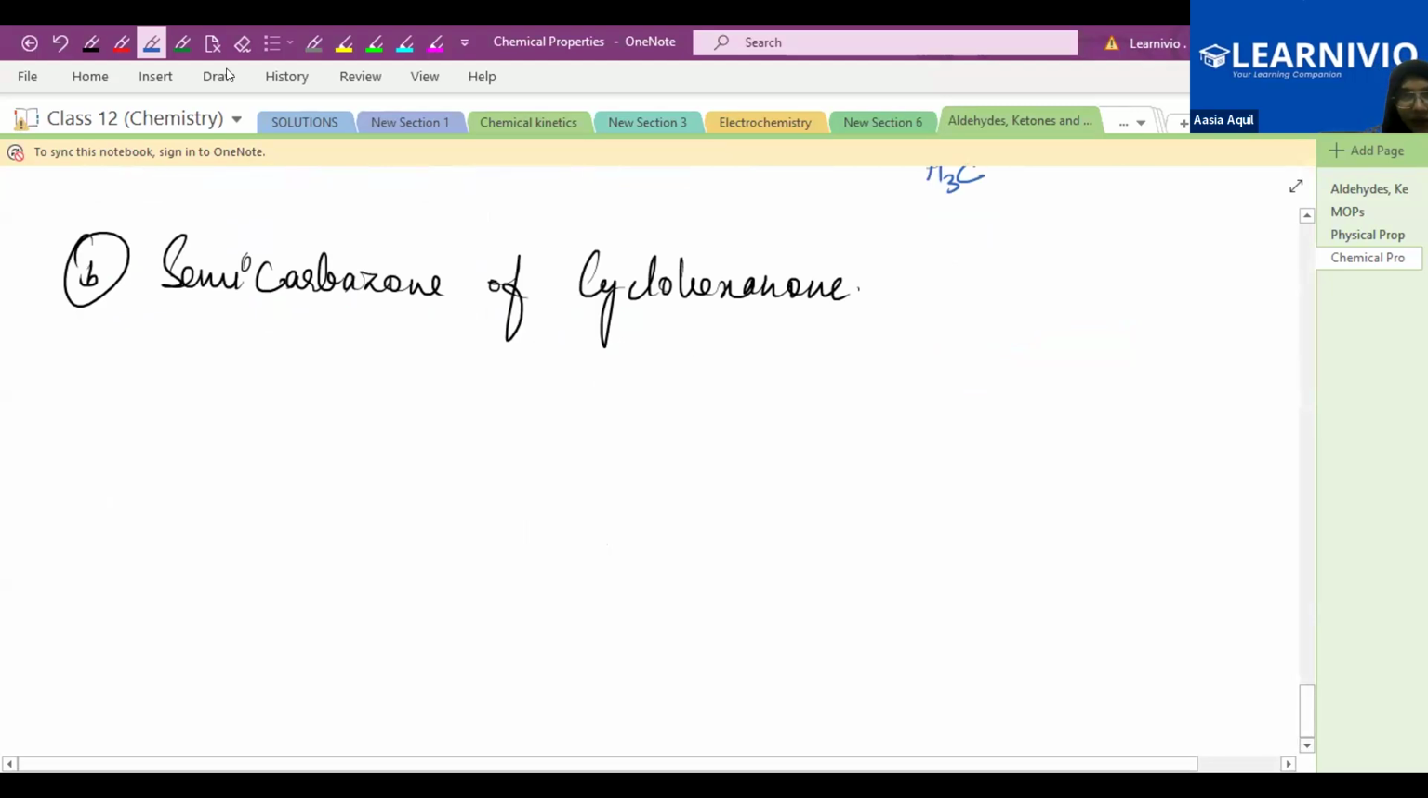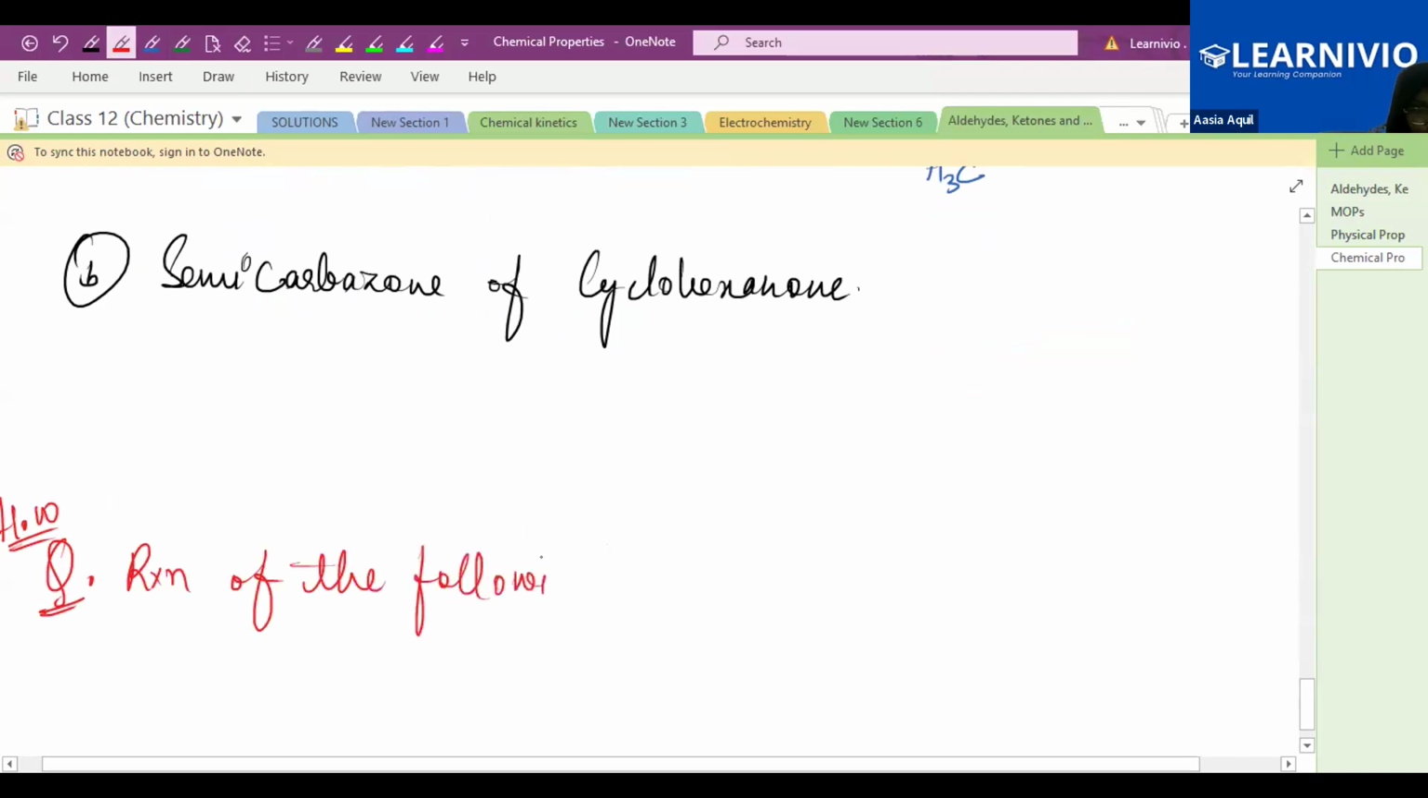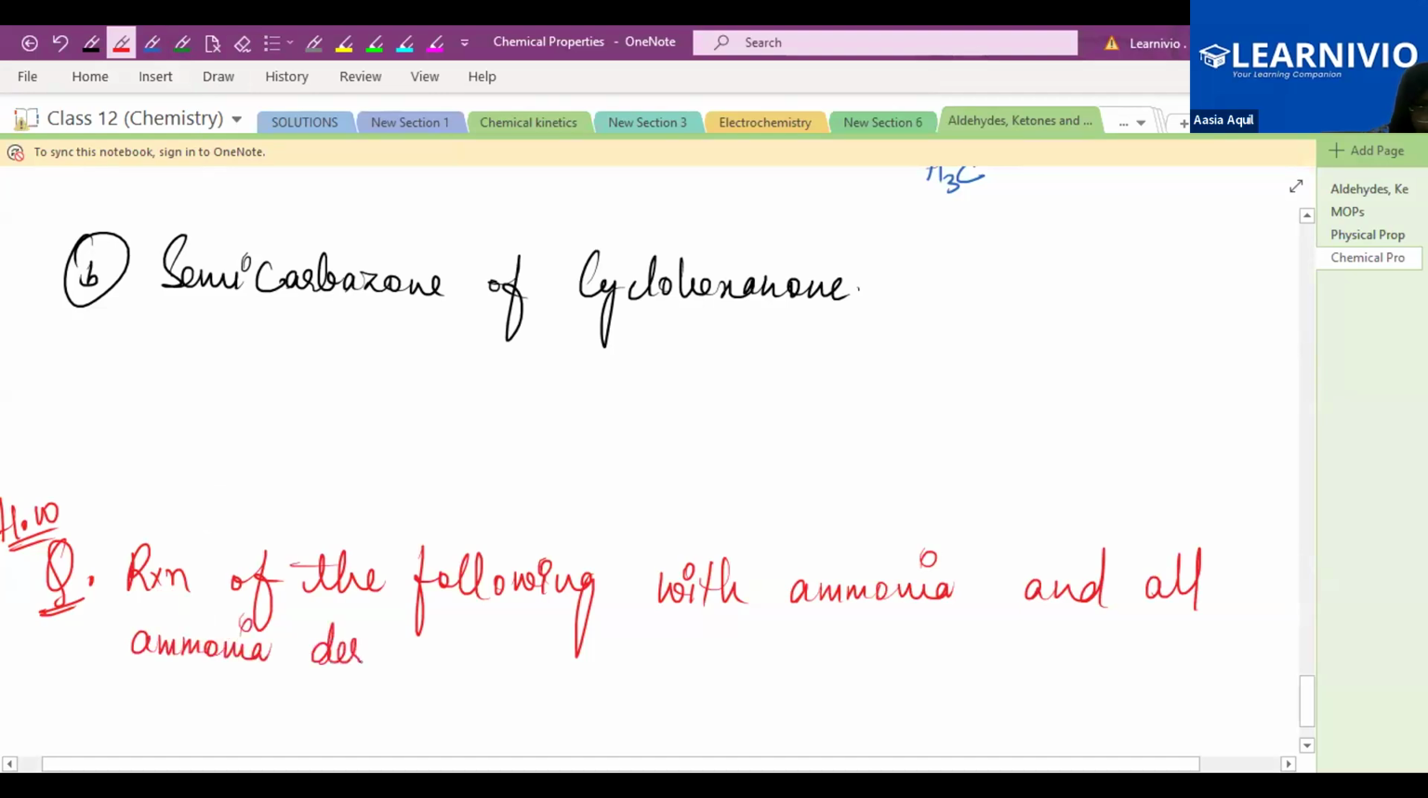After doing this, I have homework for you guys. Homework is: you have to write down the reaction of the following with ammonia and all its ammonia derivatives.